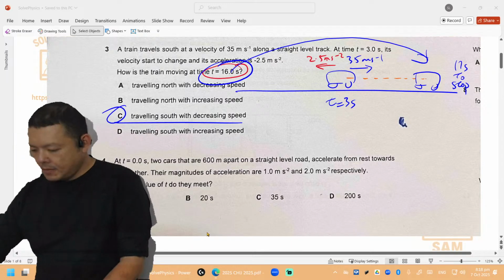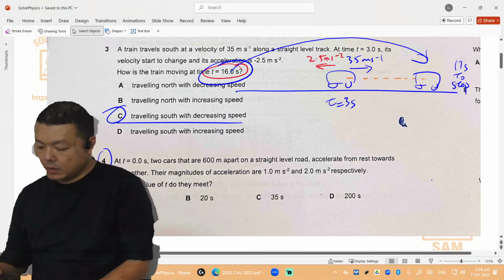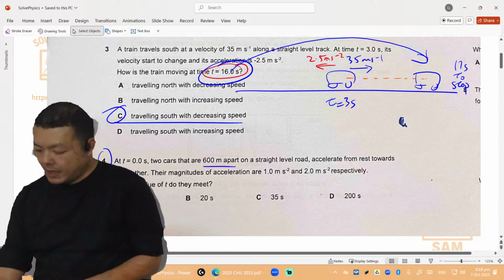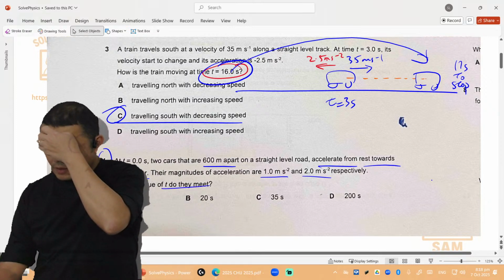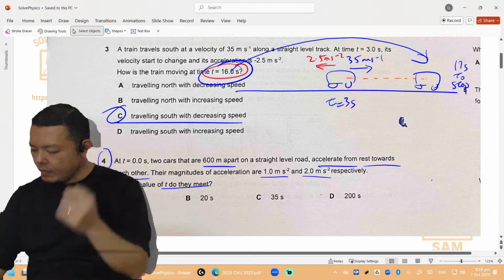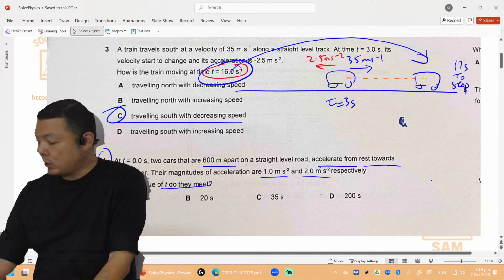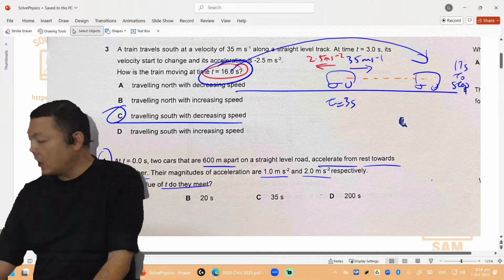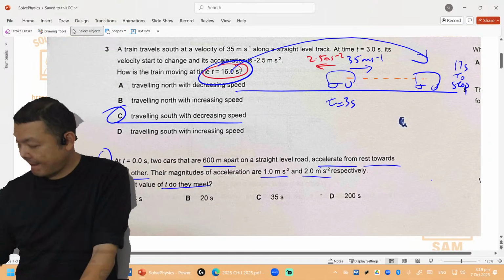Okay, this one also? Two cars 600 meters apart accelerate from rest towards each other. The magnitudes of acceleration are 1 meter per second squared and 2. At what value do they meet? You can do this by the graphical method or by the equation method. Which one do you prefer? Can you show both? Can.